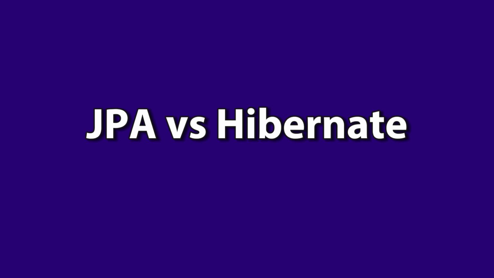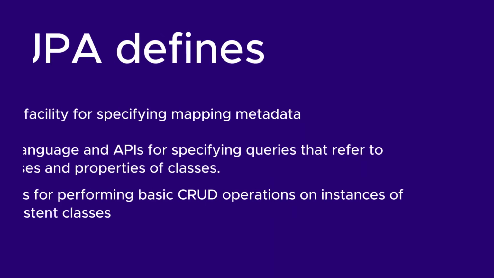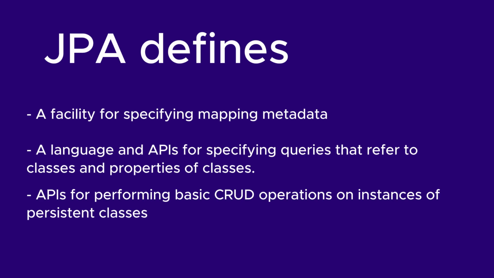So the difference between JPA and Hibernate is that JPA is a set of interfaces and it's a specification. So JPA defines a facility for specifying mapping metadata. It means how persistence classes and their properties relate to the database schema. Otherwise, it defines a language and APIs for specifying queries that refer to the classes and properties of classes.